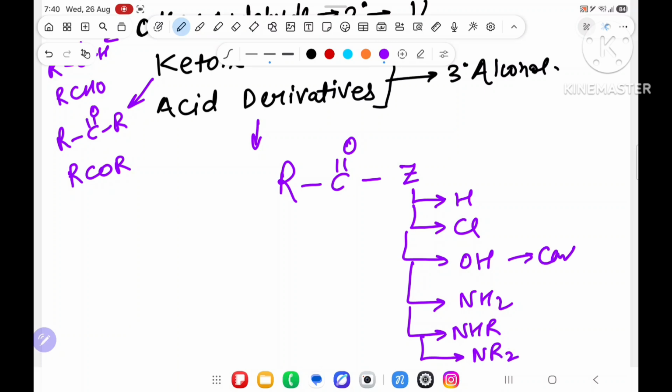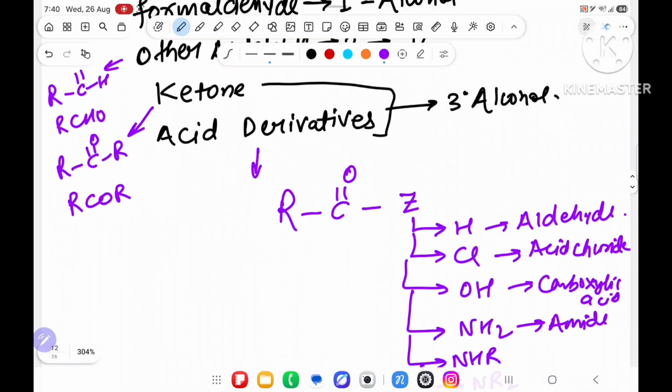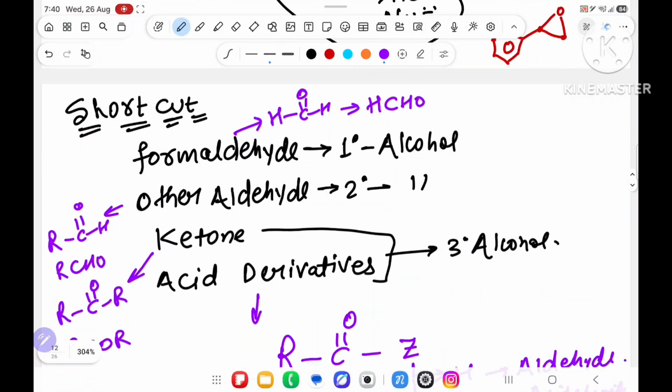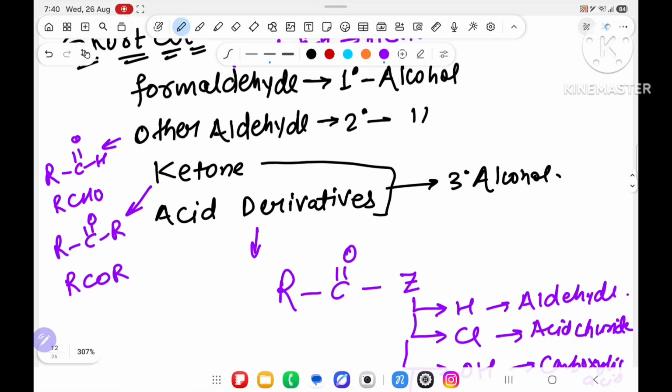It will give carboxylic acid, it will give amide, it will give acid chloride, it will give aldehyde. So anything can be there with C double bond O, and now all will give alcohol. Now, sir, short tricks we don't want to study. We have learned short tricks, but dictate to me how this works.